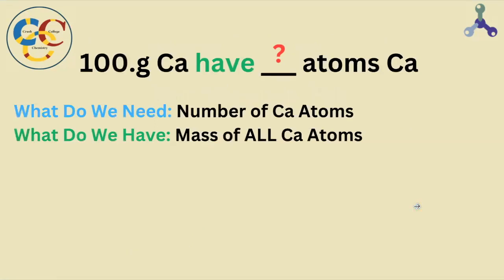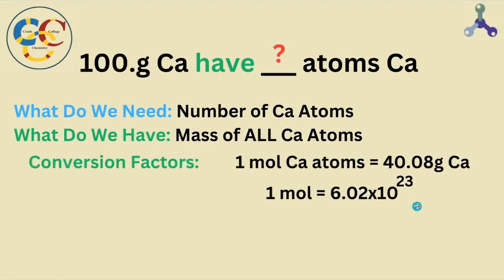So what do we have? What do we need? Given the mass of all the calcium atoms together, we need the number of calcium atoms which correspond to that mass. Likewise, we have known unit relationships, equations relating different quantities of units that we can use to make conversion factors, a fraction which by definition is equal to 1 because the top and the bottom are equal quantities.